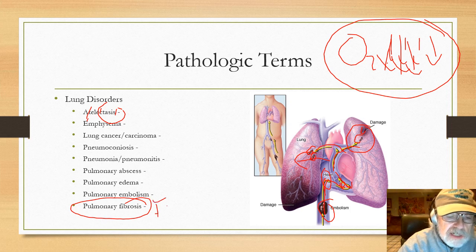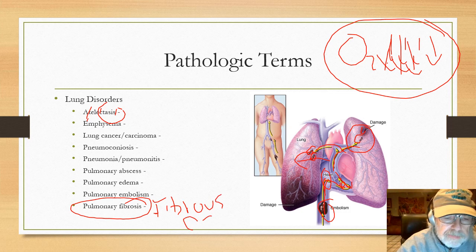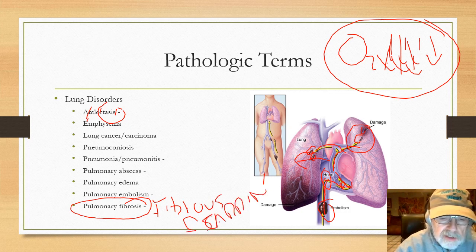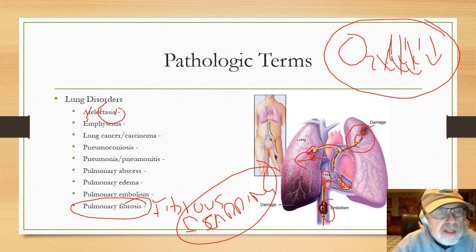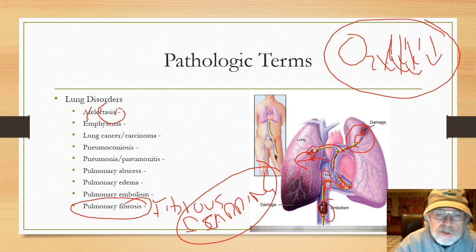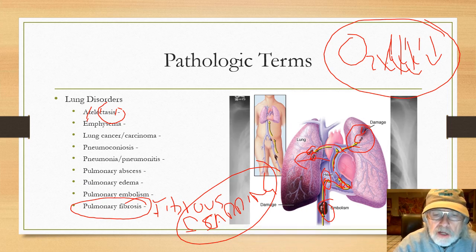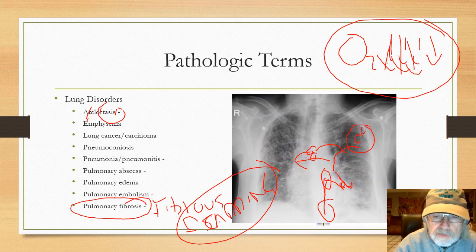And basically, that's fibrous and scarring. Okay? So the lungs become scarred and they get tight. The lungs get very tight, and that's what we see with pulmonary fibrosis. Okay? I'll bring these other pictures up on another video and you can see.